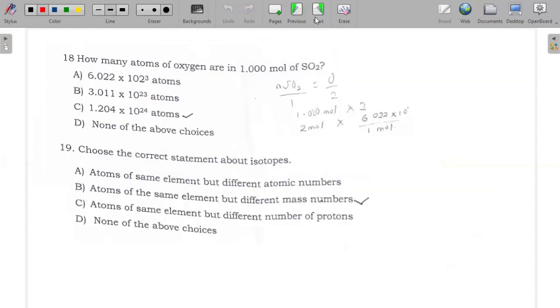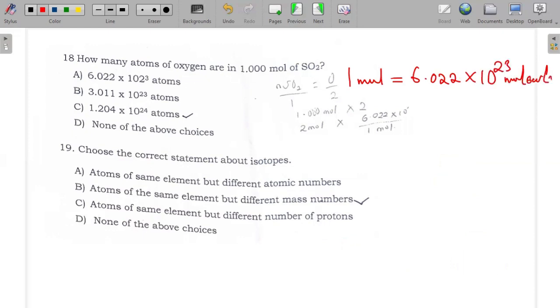If there are no questions, I'll move to question 18, where they're saying how many atoms of oxygen are in 1 mole of sulfur dioxide. Here we just have to know the Avogadro's constant. The Avogadro's constant says 1 mole of anything has how many molecules? It has 6.022 times 10 to the power 23 molecules.